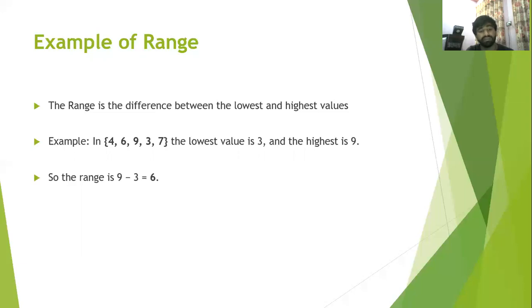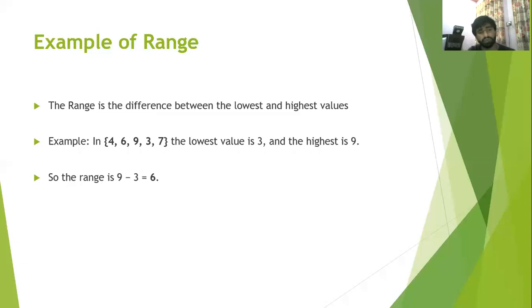So first we see which value is the lowest in this example. First we check it, because we should find the lowest value. Here, 3 is the lowest value because it is the smallest value among the others.